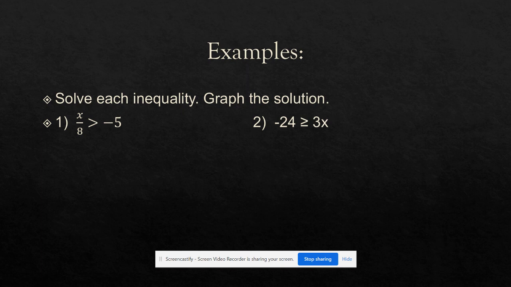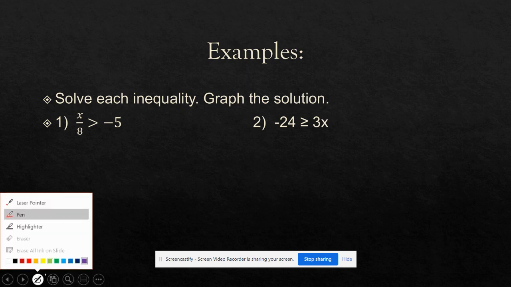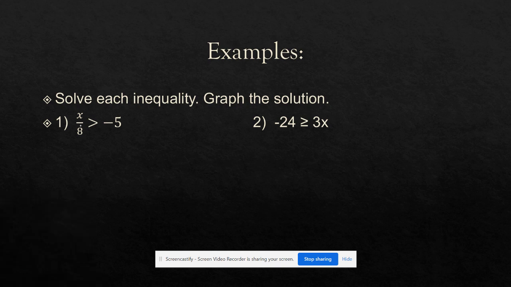Let's try a couple. Solve each inequality and graph the solution. So I'm looking at number 1. This is x divided by 8. The opposite of dividing by 8 is to multiply by 8 on both sides. These 8's cross-reduce to 1, so I have 1x is greater than negative 40. Our solution then is x is greater than negative 40.